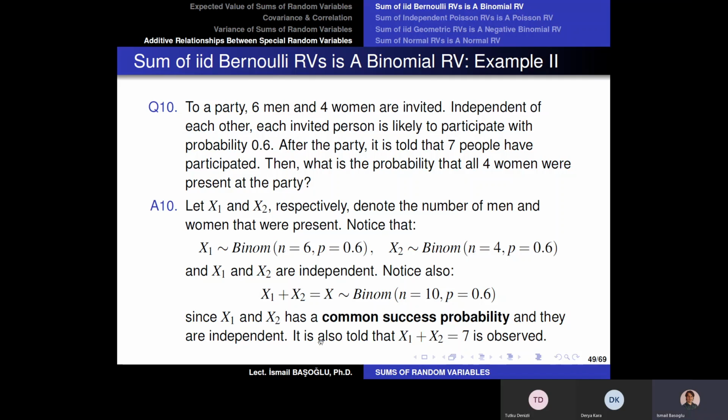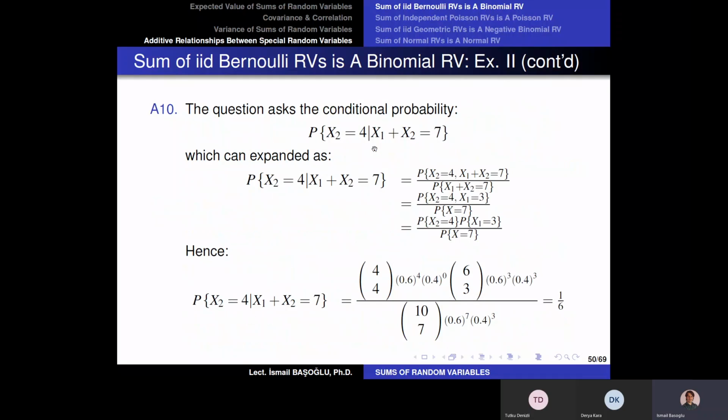Now, the question tells me X, the total number of people who were present, was equal to 7. X1 plus X2 was equal to 7. The question is asking me what? Given that X is equal to 7, or X1 plus X2 is 7, what is the probability that the number of women who participated is equal to 4? Or in other words, given that X1 plus X2 is equal to 7, what is the probability of X2 equal to 4? So the question is asking me this conditional probability.